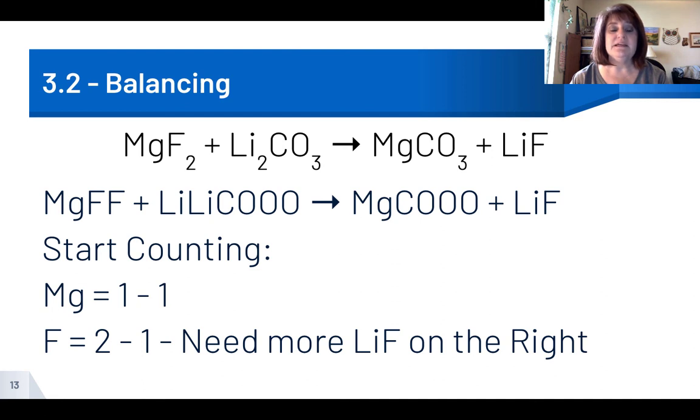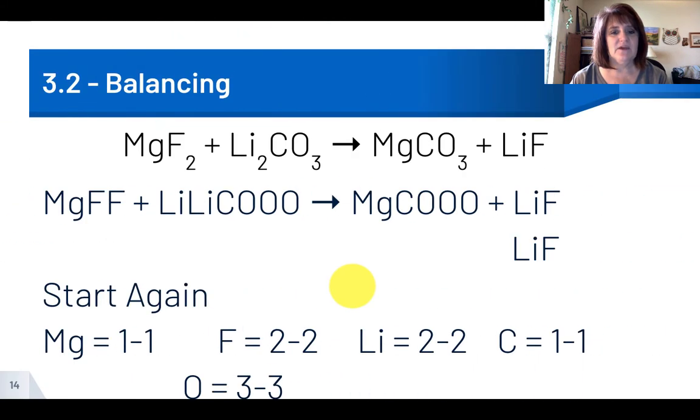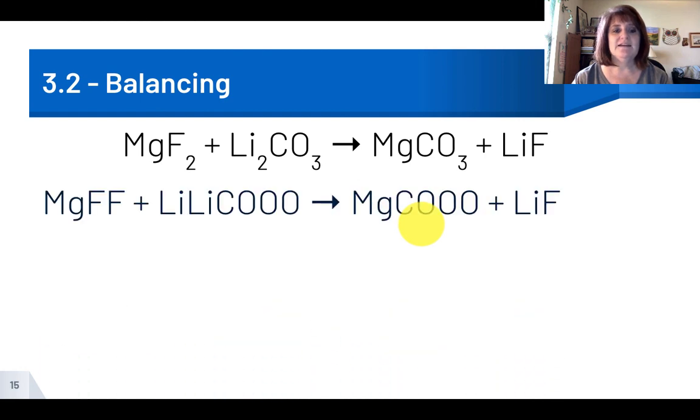So that means we need more LiF on the right. We can't just shove an extra F in there. So when we add this 1 LiF on the right, we start counting again. 1 Mg, 1 Mg, 2 F, 2 F, 2 Li, 2 Li, 1 C, 1 C, 3 O, 3 O. And that is balanced.